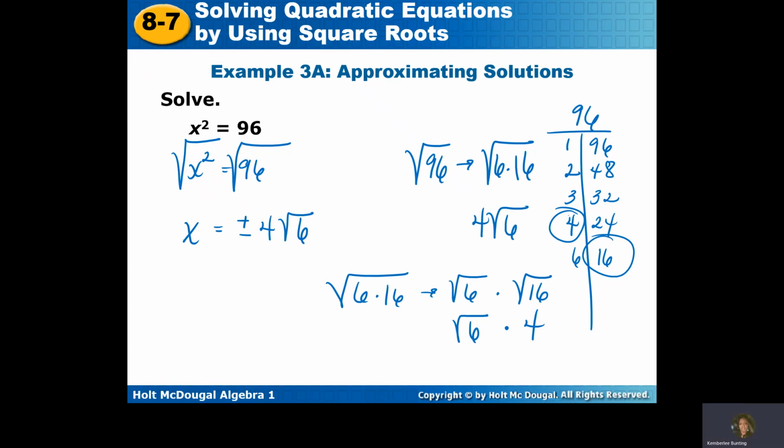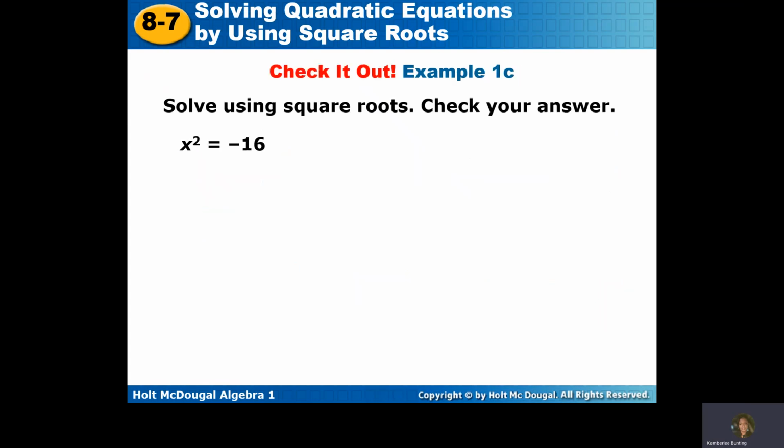Okay? Cool? All right, we're moving on. So here's my final answer. X equals plus or minus, positive or negative, 4 root 6. Any further questions or concerns? Okay? All right.